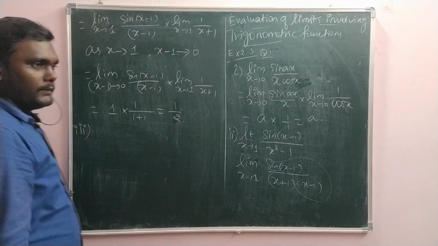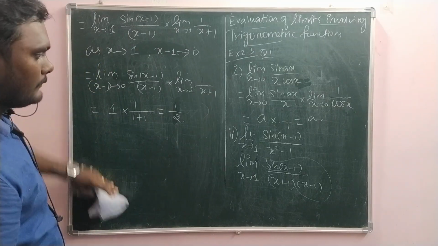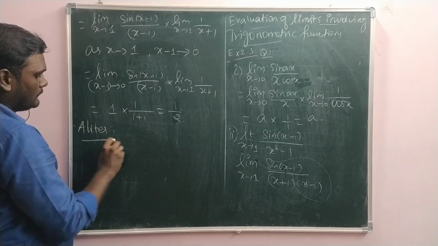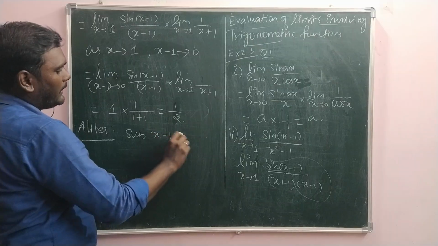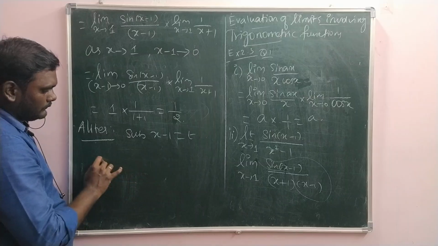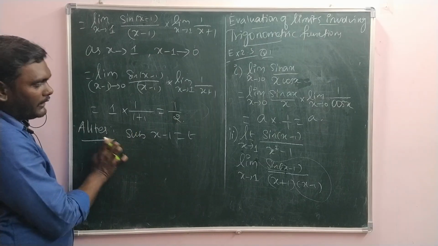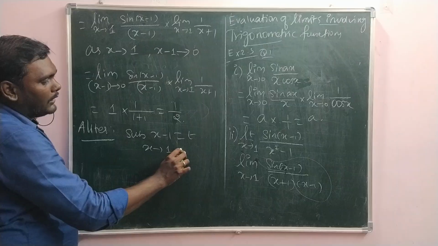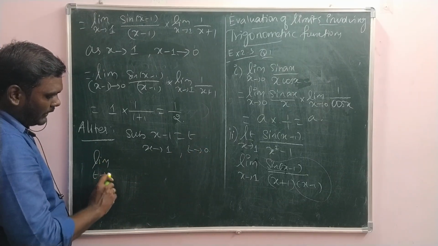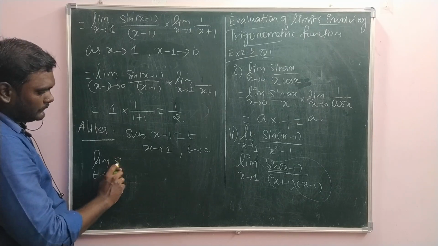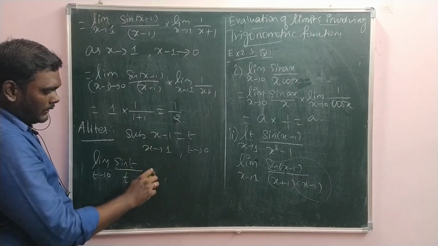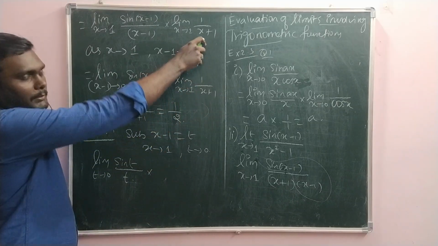Any doubts in this? I told you the other way is there. As you can see, you can substitute for this. Substitute x minus 1 as t. As x minus 1 is t, if x approaches 1, t approaches 0. So limit t tends to 0 of sin t by t, into 1 by x plus 1 separately.